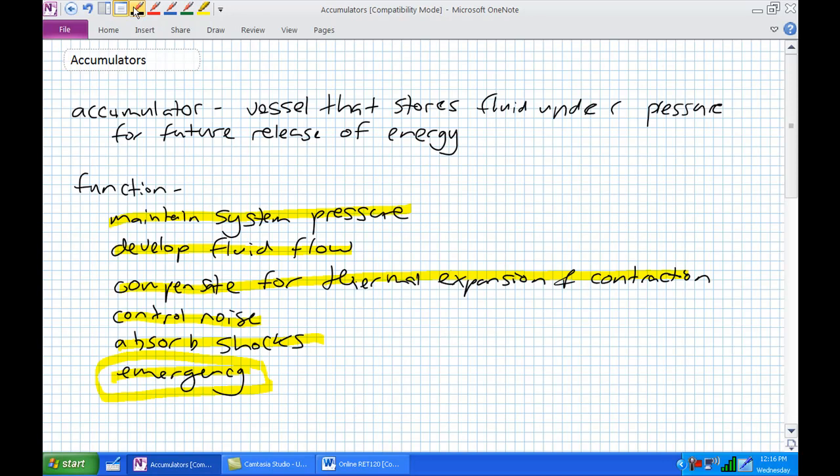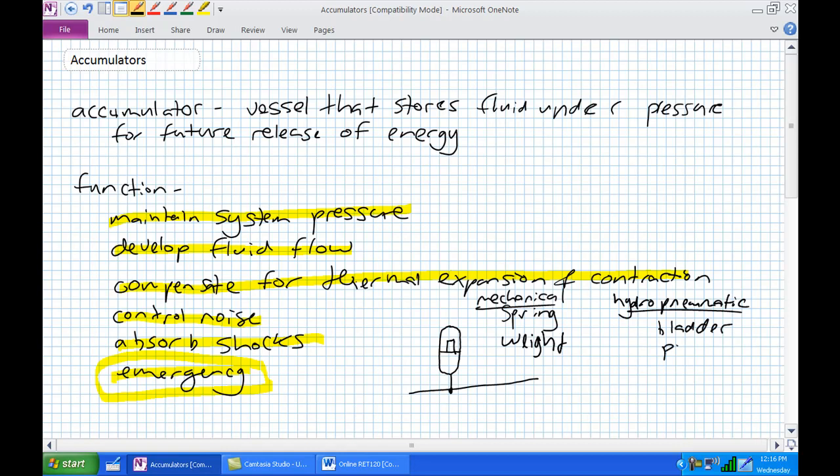Okay, so what is an accumulator? Let's start by drawing the schematic. It's basically the soda bottle shaped thing, and it's connected to a line. If it's a spring-loaded accumulator, there's a spring in it. These are mechanical. There's a spring, there's a weight, a great weight, and then there's a hydropneumatic. These are different types. It's basically a bladder or a piston.